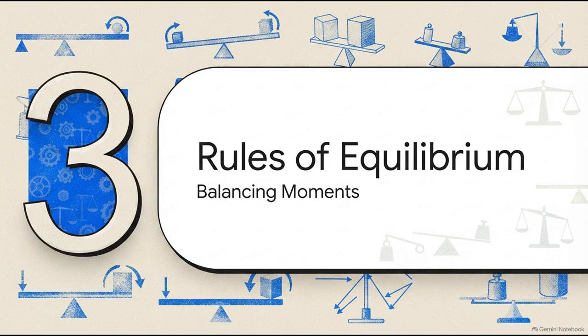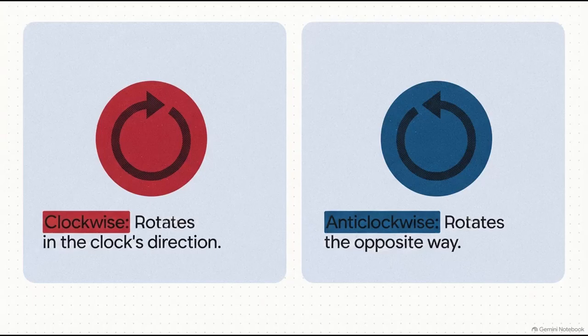Which brings us to section 3, the rules of equilibrium. Okay, so what happens when you have multiple turning forces acting on something all at once? Well, first, we have to recognize that forces can rotate objects in 2 opposing directions. It's exactly like reading an analog clock. A clockwise moment rotates the object in the same direction as the hands on a clock, and an anti-clockwise moment pulls it right back the other way. It's basically a constant invisible tug of war.